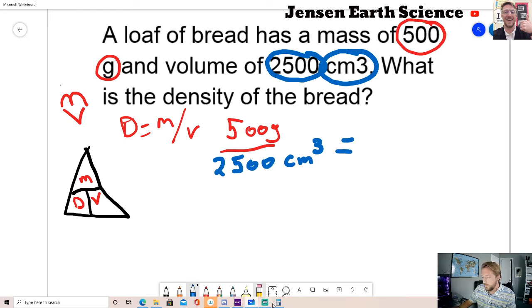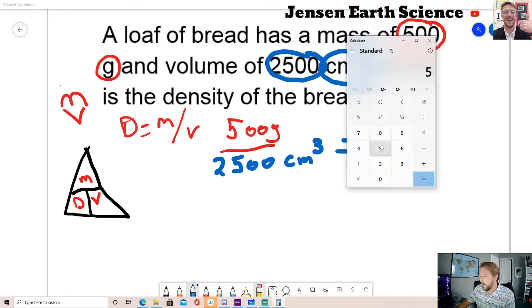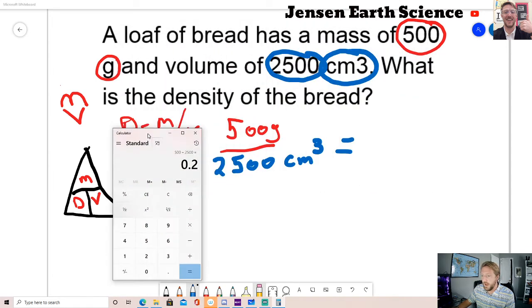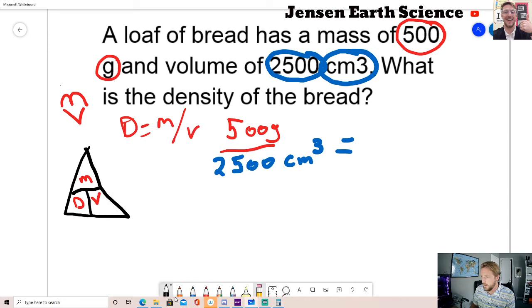So when I do that, I will get 500 divided by 2,500 equals. This bread here will now have, or will always have had, a density of 0.2. And now my units are going to be grams per centimeter cubed.